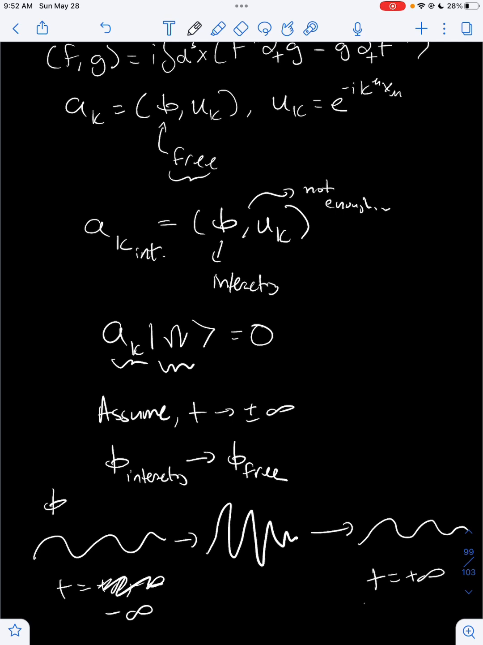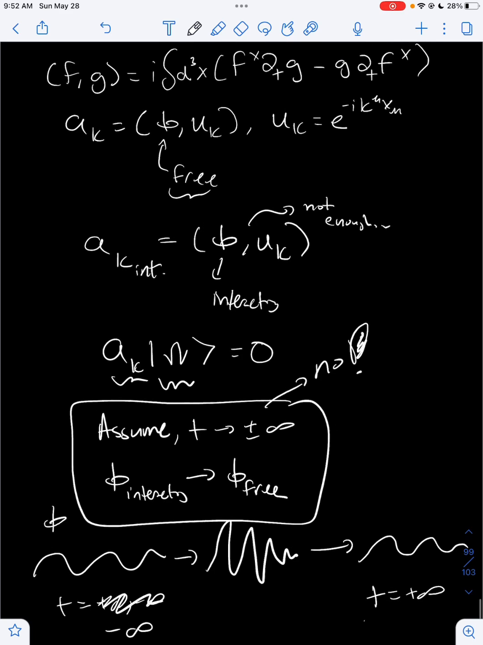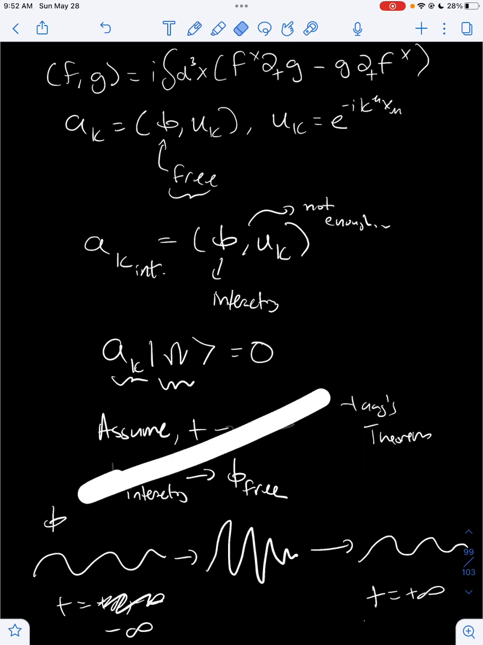Now, is this assumption actually true? It turns out that it's not true, because a free field will always be a free field. It cannot evolve into an interacting field. And this is something called Haag's theorem, which we'll talk about in a future video. But basically, we're going to pretend that this theorem does not exist, and we're going to see how far we can go by making this assumption.